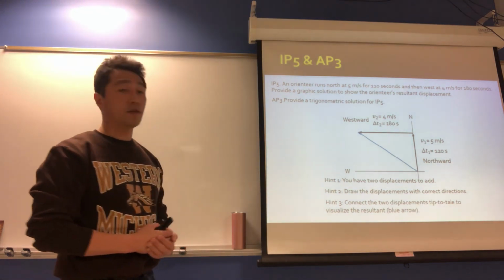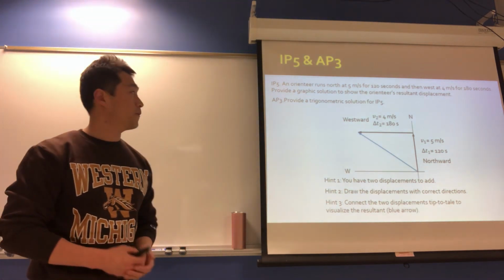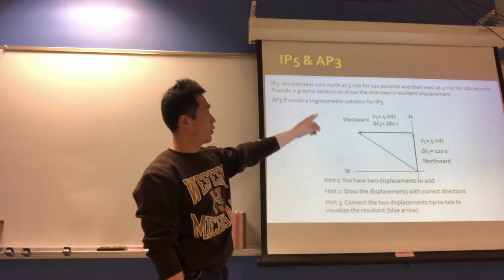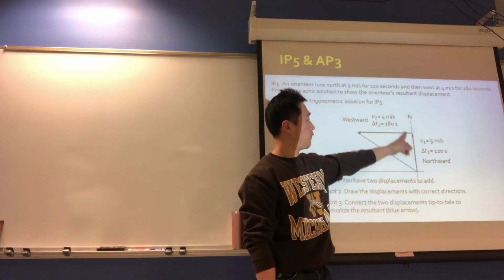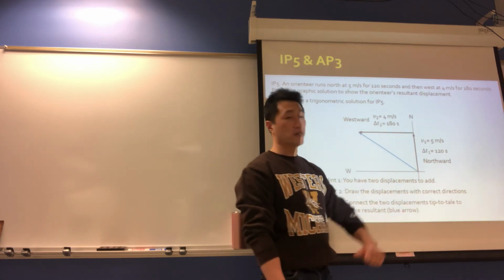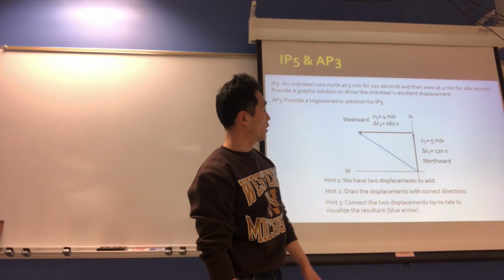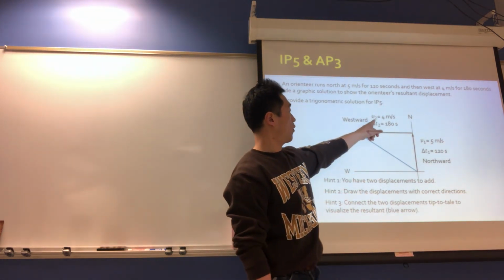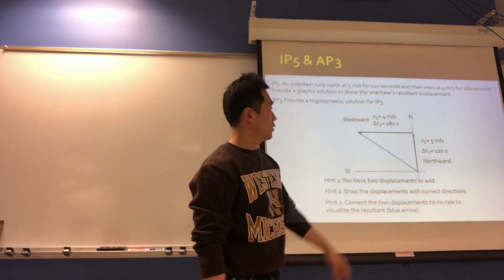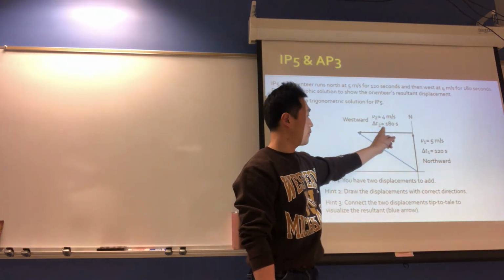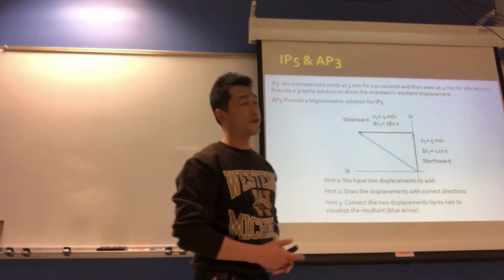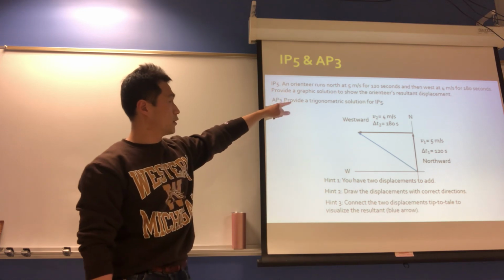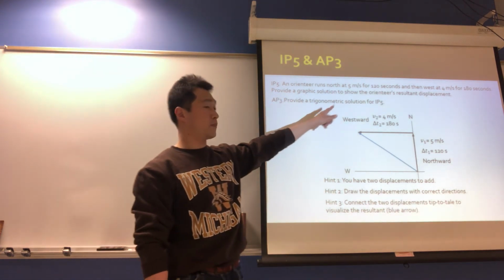Let's start with the orienteer problem. This is from the linear kinematics chapter. The orienteer runs north at a velocity of 5 meters per second for 120 seconds, and then he moves west at a velocity of 4 meters per second for 180 seconds. The velocities are given, and the times are also given. And then provide the graphic solution to show the orienteer's resultant displacement.